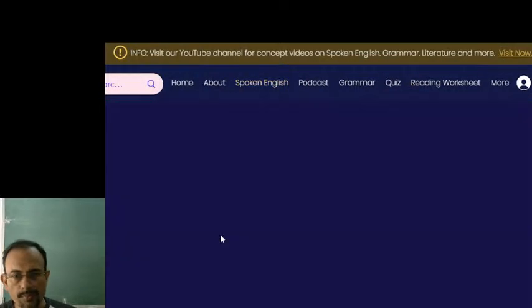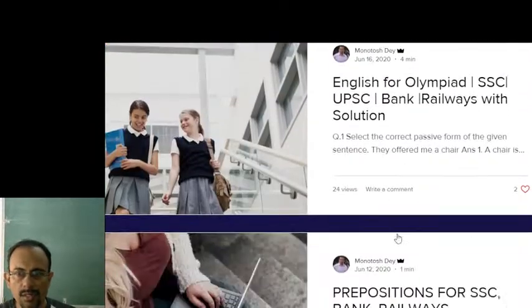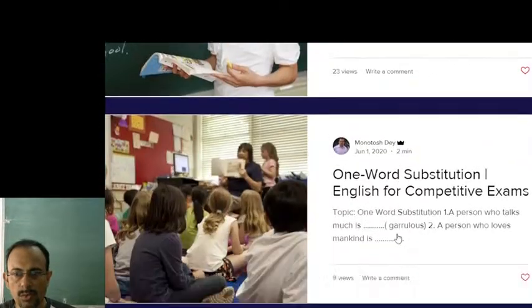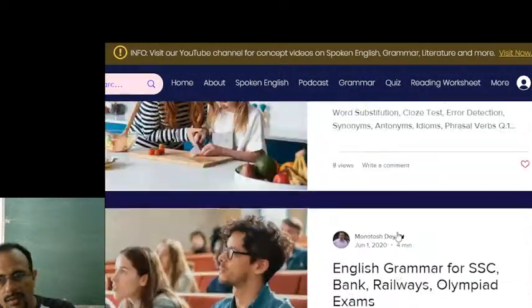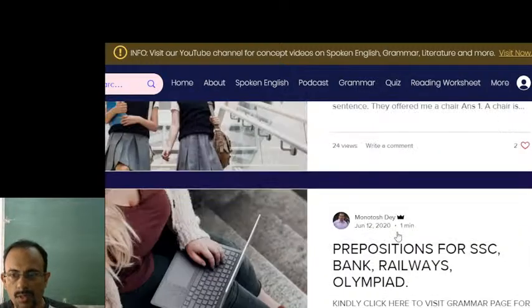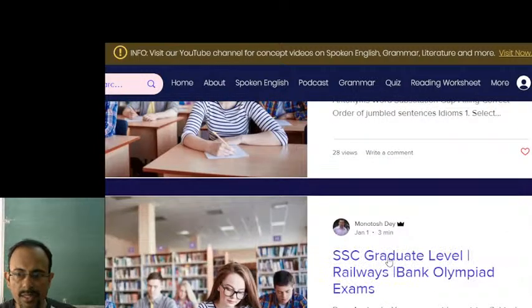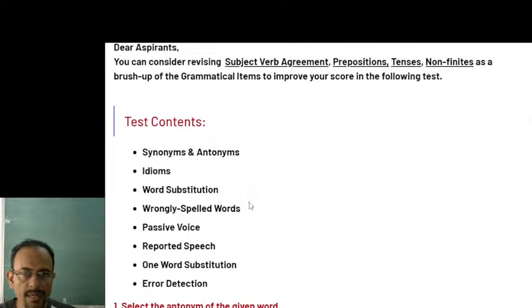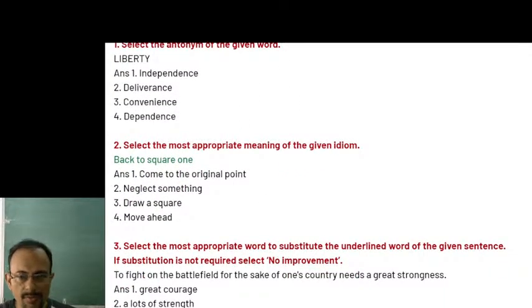Today we are going to do a worksheet on English grammar, which is usually asked in the competitive exams. So we'll do that, dear students, so that we improve our performance in any kind of competitive exams. As you know, nowadays competitive exams have become very much like English paper is a compulsory component of this.